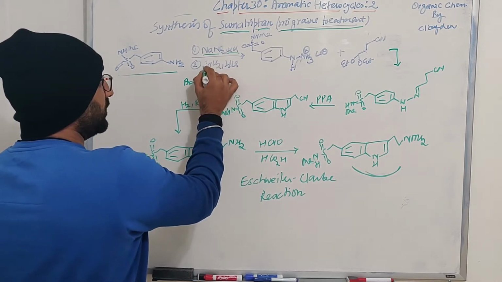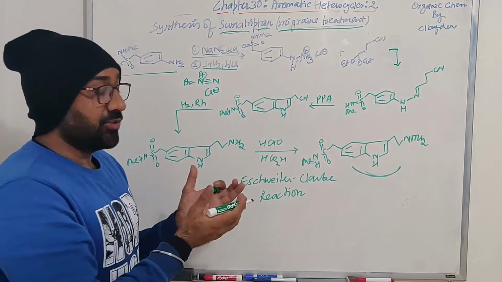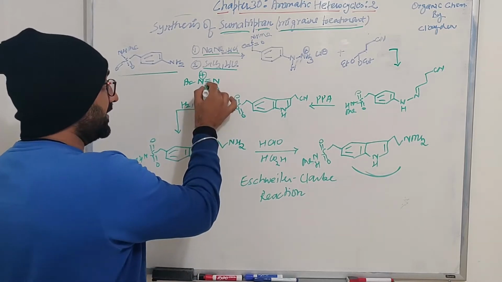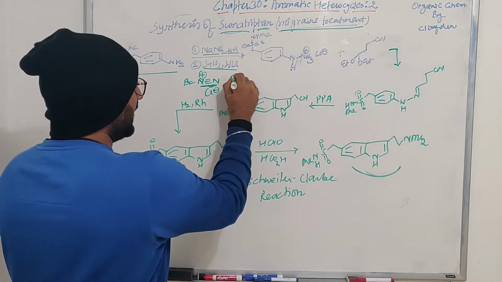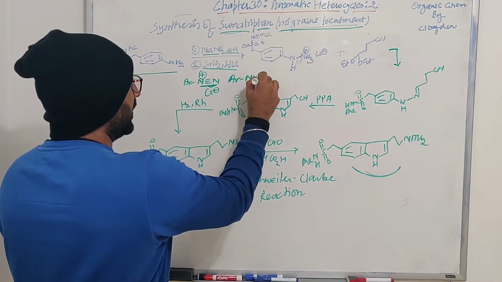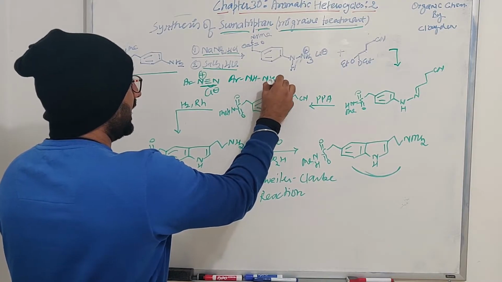And in the second step we are doing SnCl2, HCl. So basically what we are doing, carrying out the reduction of this diazo into an amine. This is exactly what we are doing. We are reducing this into an amine.